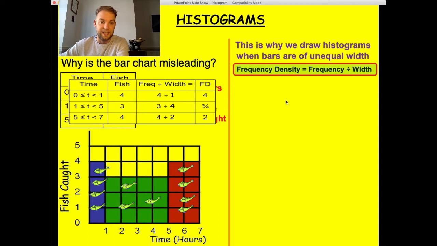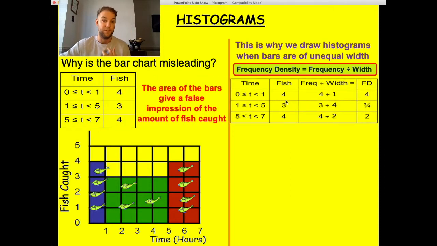The frequency density is going to be your height, and this is what we're using instead of the frequency. To find our frequency density, which is the height of our bar, we do the frequency, which in this case is 4, divided by the class width, which in this case is between 0 and 1. So the width of the class is the width of the time. How far is it between 0 and 1? So 4 divided by 1 is 4. The width of this one is between 1 and 5, so that is 4. So it's 3 divided by 4, which is 3/4. And then this one is 4 divided by, well, between 5 and 7 is 2. So 4 divided by 2 is 2.